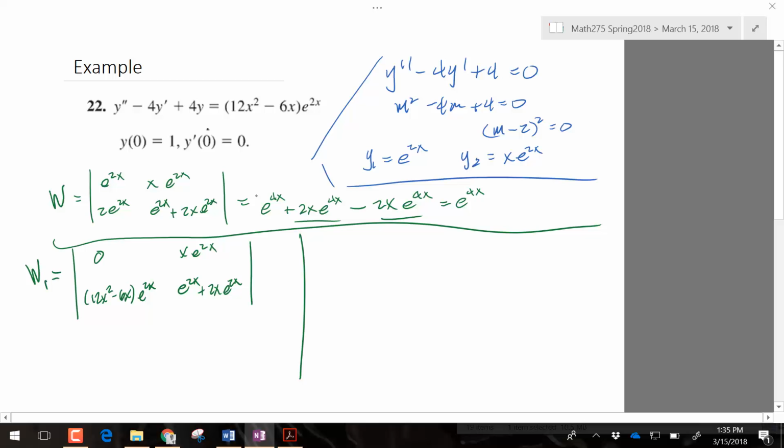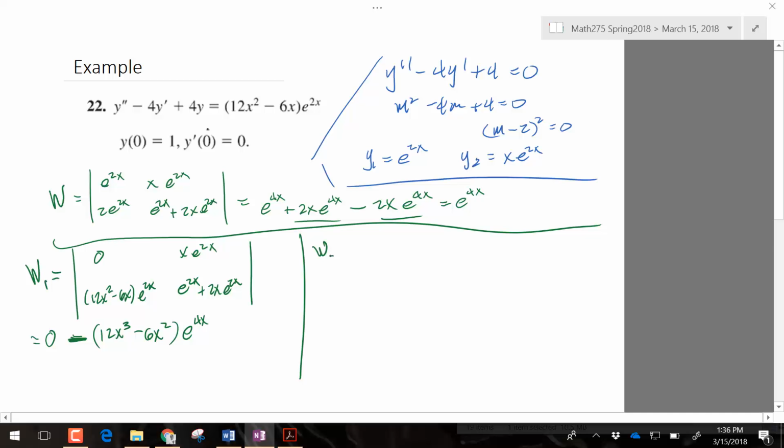All right, let's find our thing. We have 12x to the third. Oh, by the way, it's 0 minus, so let's put 0 minus 12x squared minus 6x, or 12x to the third minus 6x squared e to the 4x. So that's our W1.